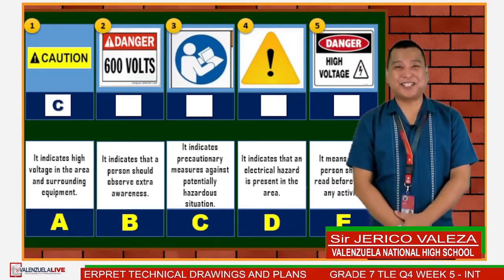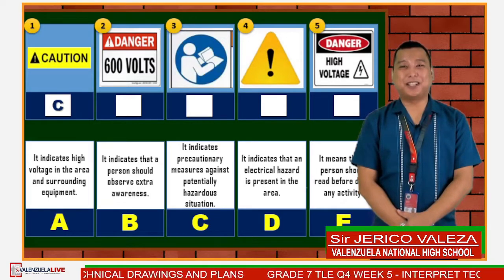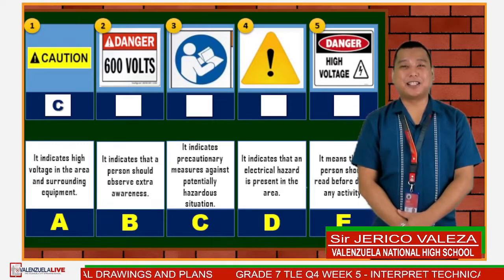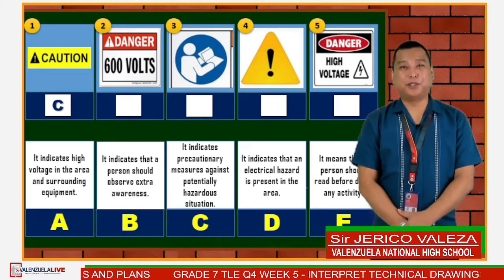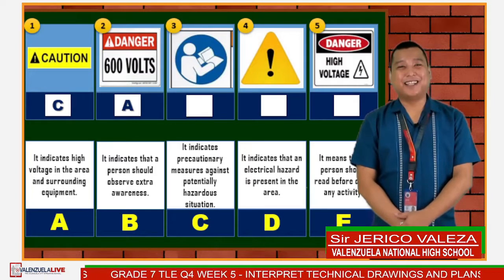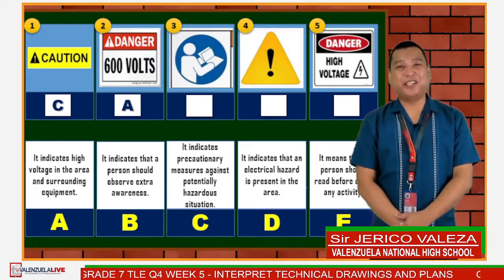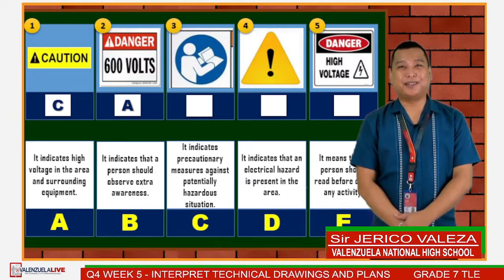Yes, letter C indicates precautionary measures against potentially hazardous situation. For number 2, correct, letter A indicates high voltage in the area and surrounding equipment.